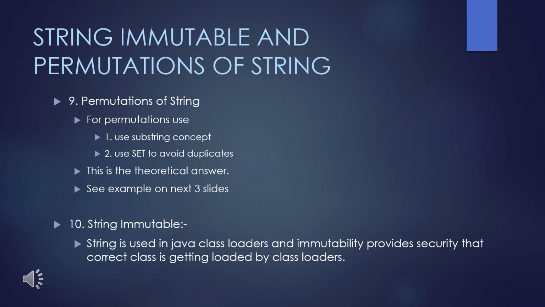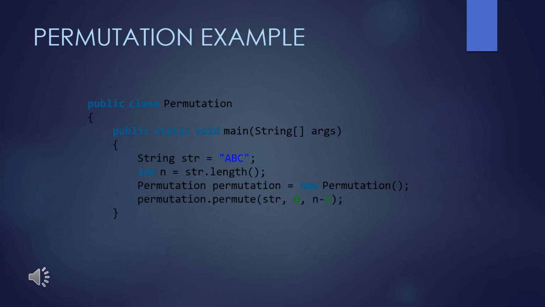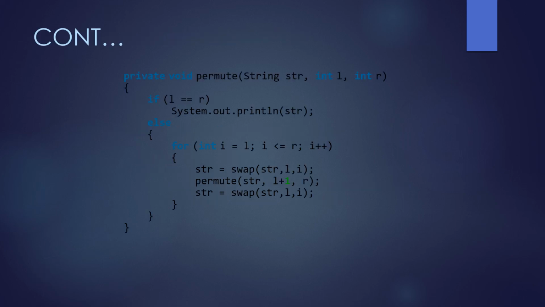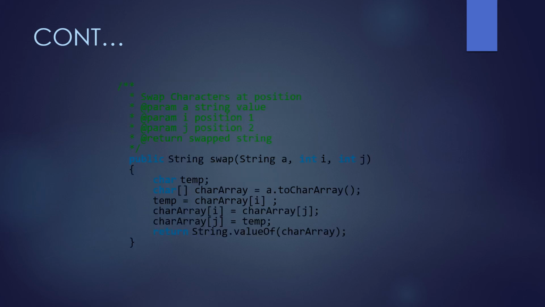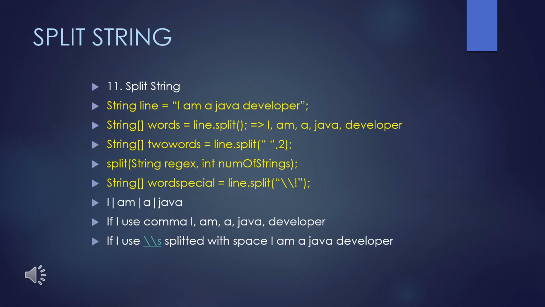If you want a mutable string, we can go for StringBuilder and other categories. This is the permutation example. The next two slides also continue the same program. Just go through it and you will get a clear idea about it. I have given some examples for the split string concept. Using a comma, how can we split? And using a space, how can we split? Everything is given there, so just go through it.